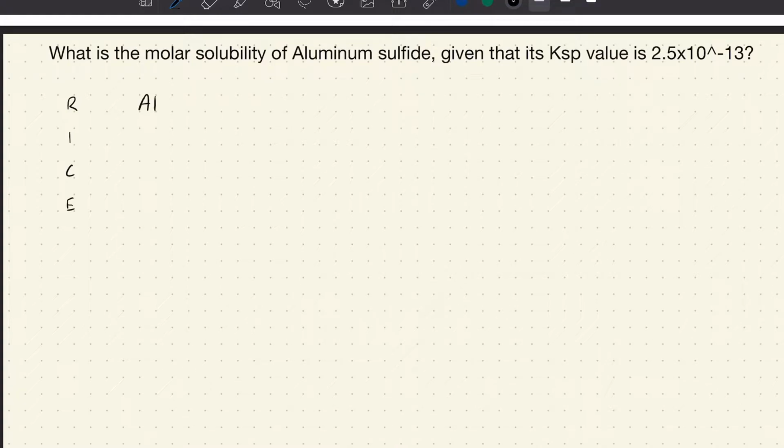So I have aluminum sulfide, which is going to dissociate into 2 aluminum ions plus 3 sulfide ions. Now, we don't really know anything, except that the initial concentrations of my products are going to be 0. And I'm trying to find the molar solubility of aluminum sulfide, which is going to be my initial for the RICE table.